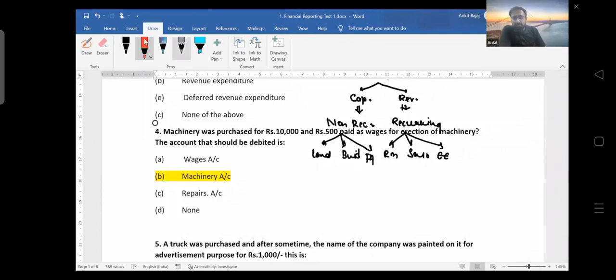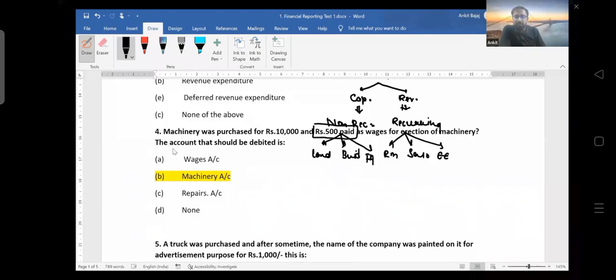I have discussed this concept right now, right? Till installation, whatever expenses you incur, all those expenses you have to capitalize, right? So how will you capitalize? When you add this cost into the machinery account.